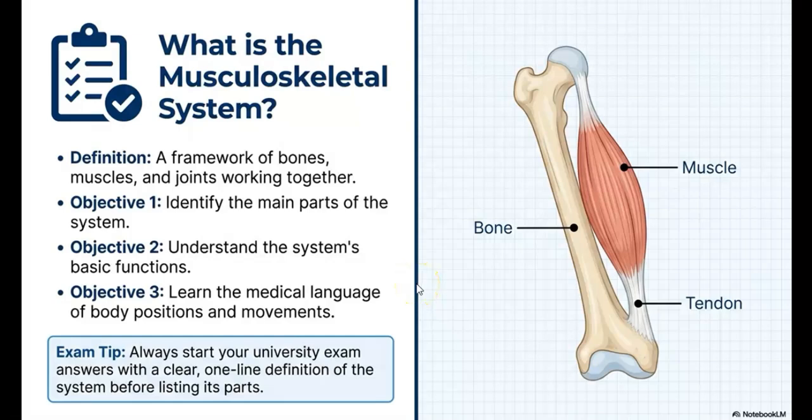Now, the first question is, what is the musculoskeletal system? In simple words, the musculoskeletal system is made up of bones, muscles, and joints that work together. Okay, think about your own body. Can you stand without bones? No. Can you move without muscles? Again, no. Right? So both bones and muscles are needed for movement.